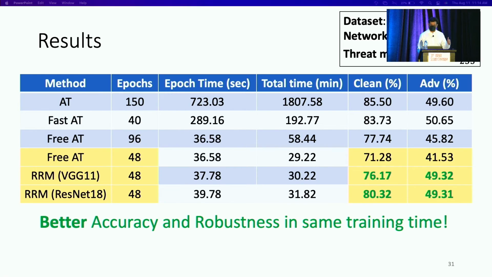To answer this question, we train a classifier using free adversarial training using the same number of epochs. And in this case, we can see that the performance drops significantly. And so in conclusion, we can say that RRM achieves better accuracy on clean and adversarial inputs in the same training time.